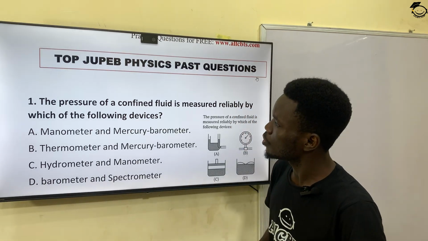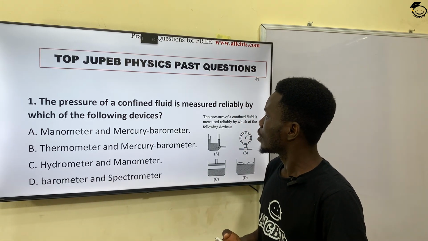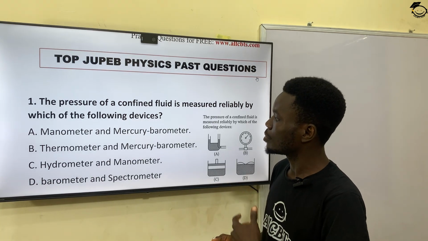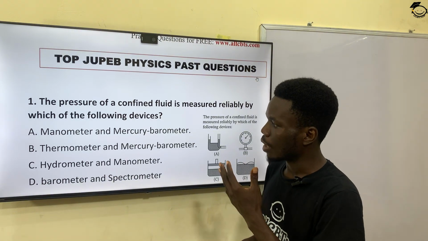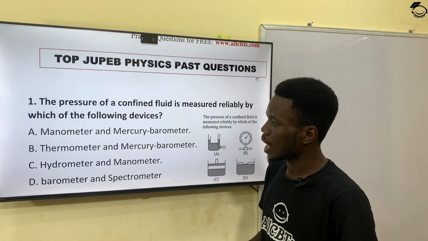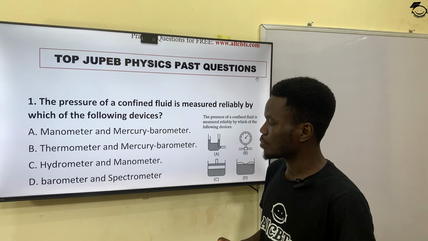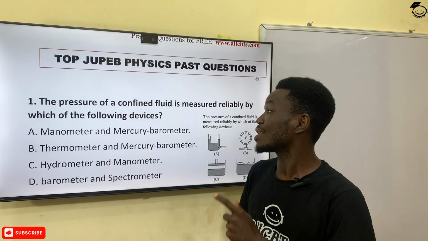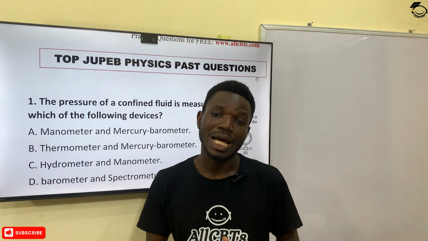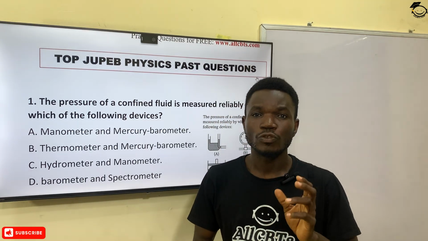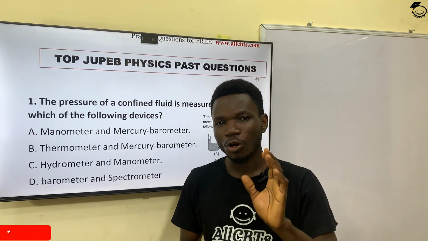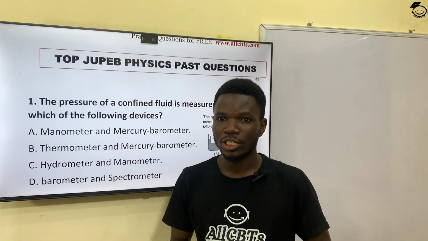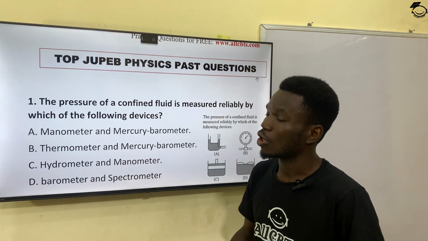Option A says we use the manometer and the mercury barometer. Option B says we use a thermometer and a mercury barometer. Option C says we use a hydrometer and a manometer. Option D says we use a barometer and a spectrometer. Now, the correct answer to this question is using a manometer and a mercury barometer. And why do we do that? The manometer is used for measuring the pressure in a closed system, while the mercury barometer is used for measuring the atmospheric pressure. So the correct answer to that question is option A.